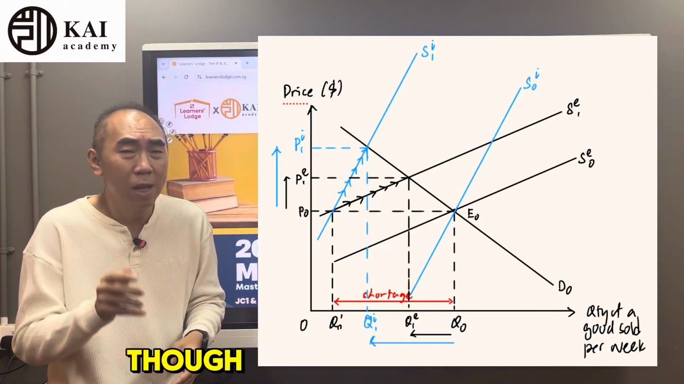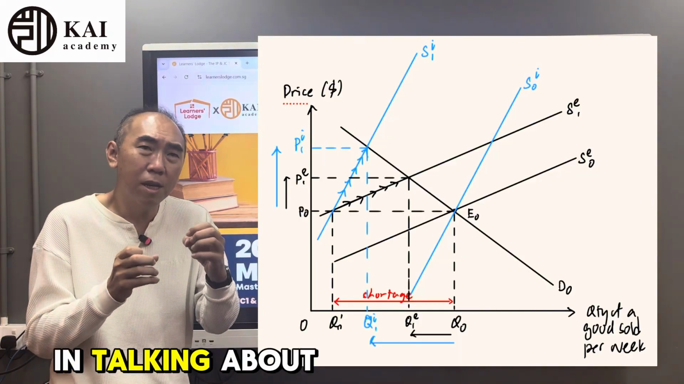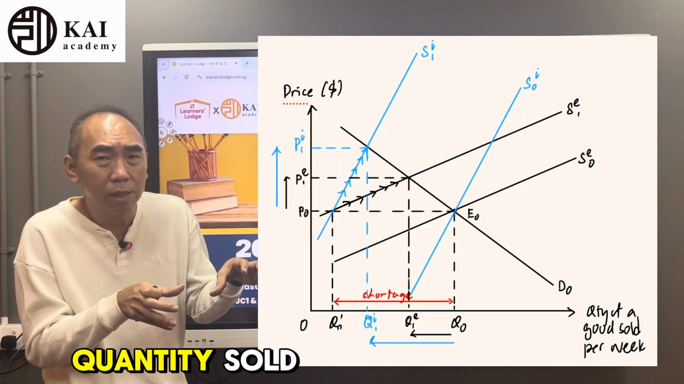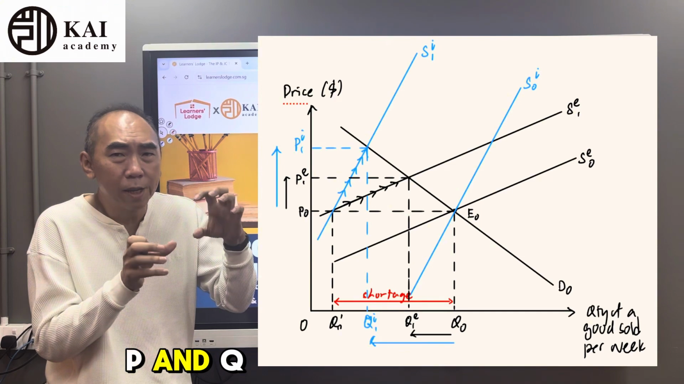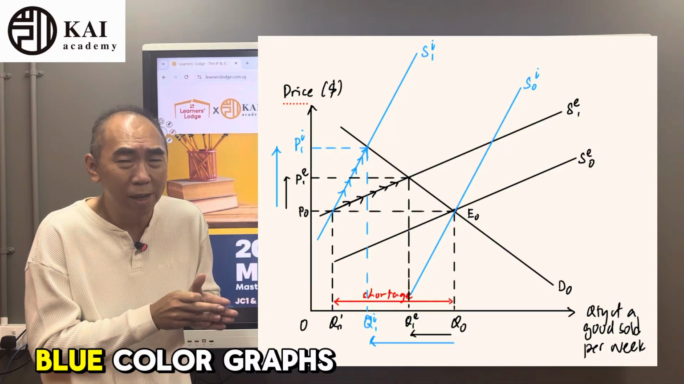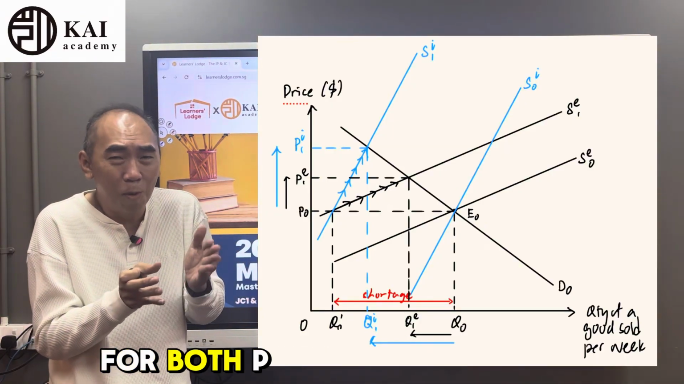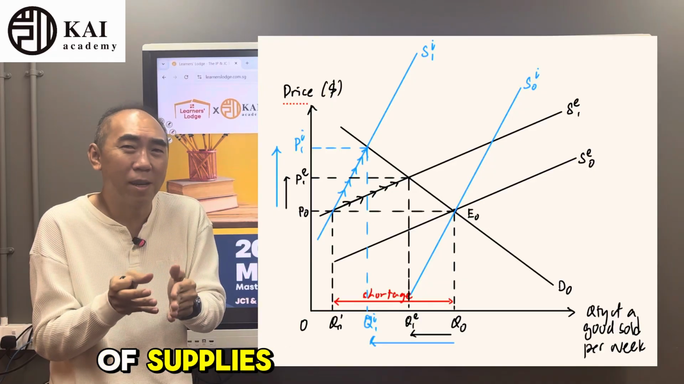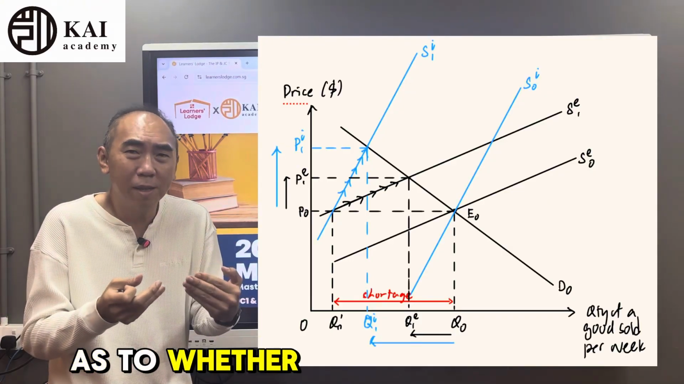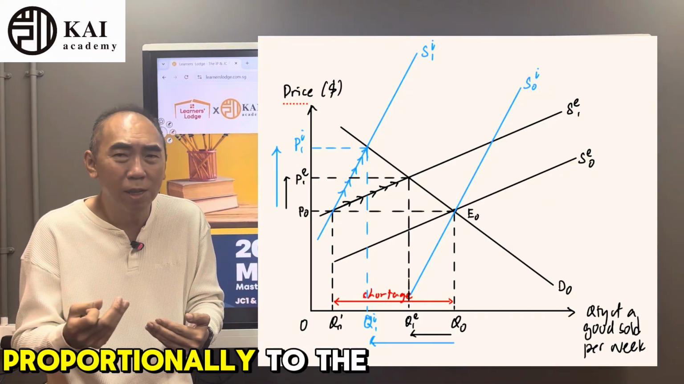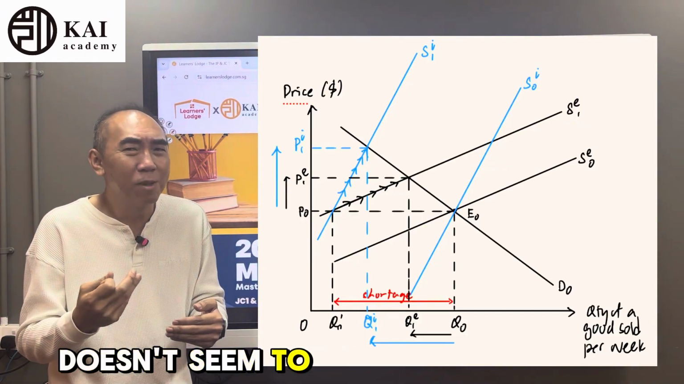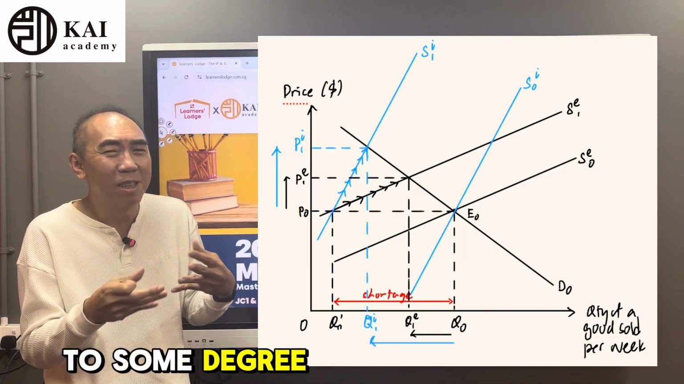Does PES matter though? Yes, PES does matter in talking about the magnitude of increase in price as well as the magnitude of decrease in quantity sold. Both P and Q changes are larger for the more price inelastic supply, as you can see from the diagram for the blue color graphs, and smaller for both P and Q effects for the black color set of supply curves, which are the more price elastic. But we still have no additional information as to whether the P would have risen more or less than proportionally to the fall in Q. So for conclusions about total expenditure, PES doesn't seem to be that helpful. But PES does matter to some degree.